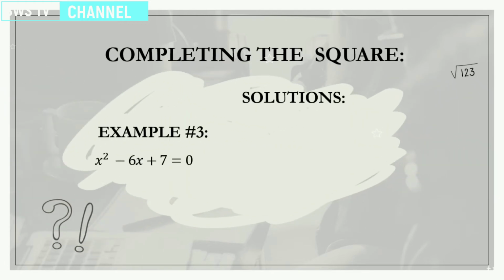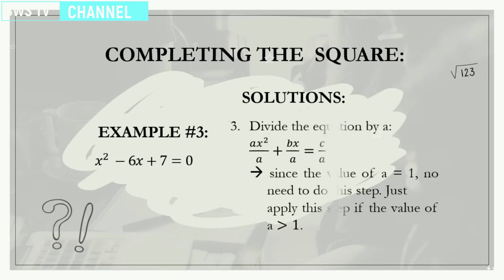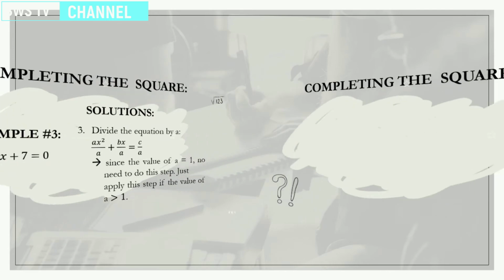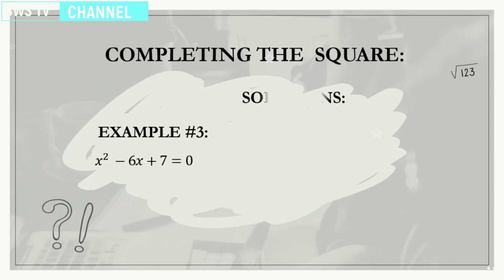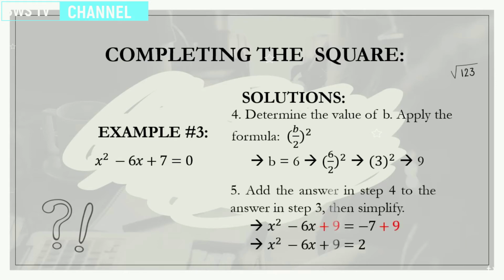Example number 3. x squared minus 6x plus 7 is equal to 0. Given, transform the equation. Since a is 1, fourth, determine the value of b. b is 6. 6 divided by 2 is 3. 3 times 3 is 9. Add 9. Then simplify. So we have x squared minus 6x plus 9 is equal to 2.